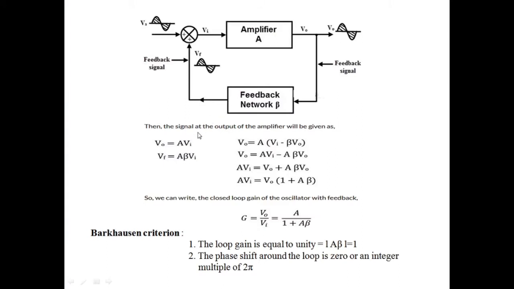Now for producing such an output, this circuit consists of one amplifier block, one feedback network block and one mixer block. Also, it has to satisfy the Barkhausen criterion, which consists of two conditions. One is the loop gain is equal to unity, that is mod of A beta equal to 1, and the phase shift around the loop is 0 or an integer multiple of 2 pi, like 360 degrees.